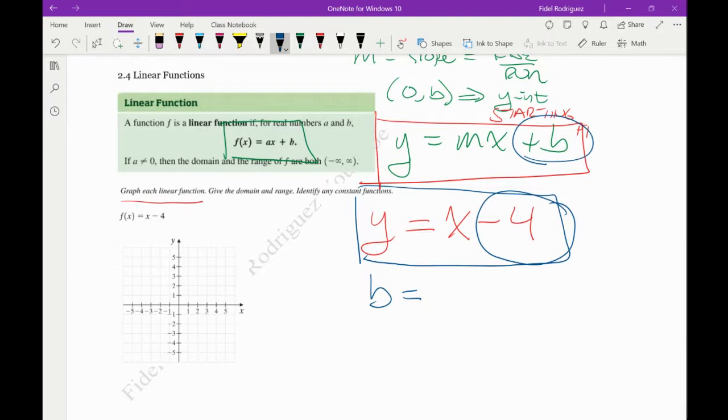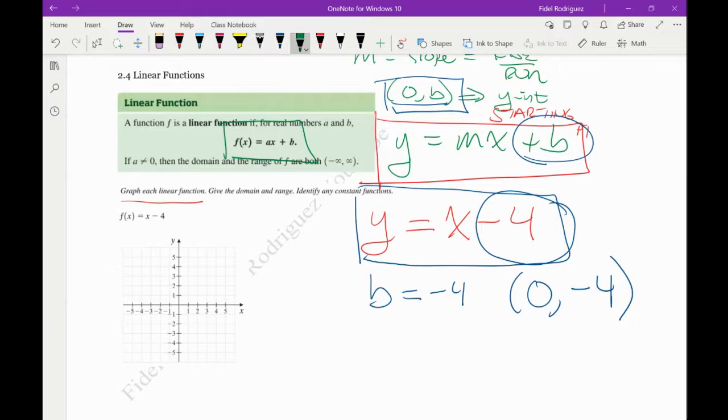-4, right? So guys, because it has a plus b, but because we have a -4, I got to think of my number b as -4. So what that tells me is, since b is -4, my starting point is going to be the point (0, -4). Okay, why (0, -4)? Because the y-intercept is always the point (0, whatever the number b is). Okay, and in this case, b was -4.